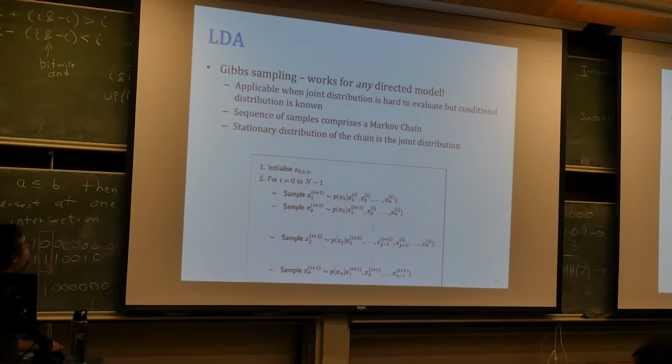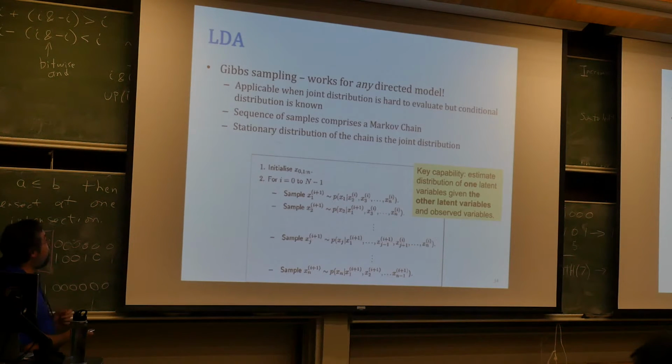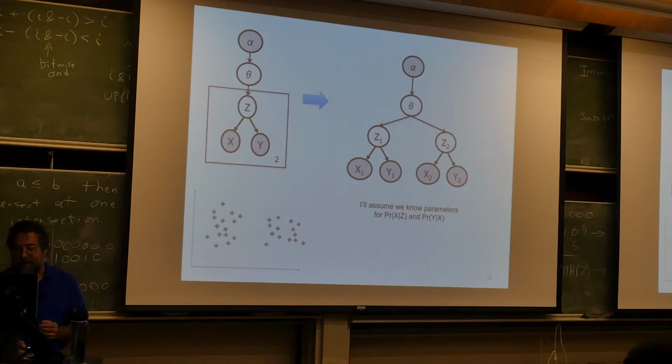So I keep doing that, and at some point, in many cases, this will converge. So these x's will all be taken from a stationary distribution. They're not going to change very much. At that point, you can stop if you figure out that you're allowed to stop. And you will have a sample from the joint distribution of these xn's. All right. So the key thing you have to be able to do here is to estimate the distribution of one latent variable given the other latent variables and all the observed variables. All right. Okay. That's kind of abstract. Let's break it down. Here's my model.